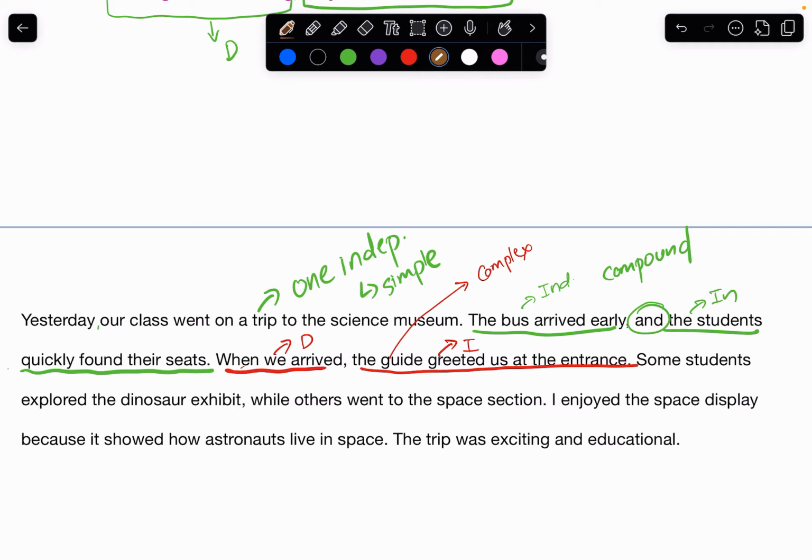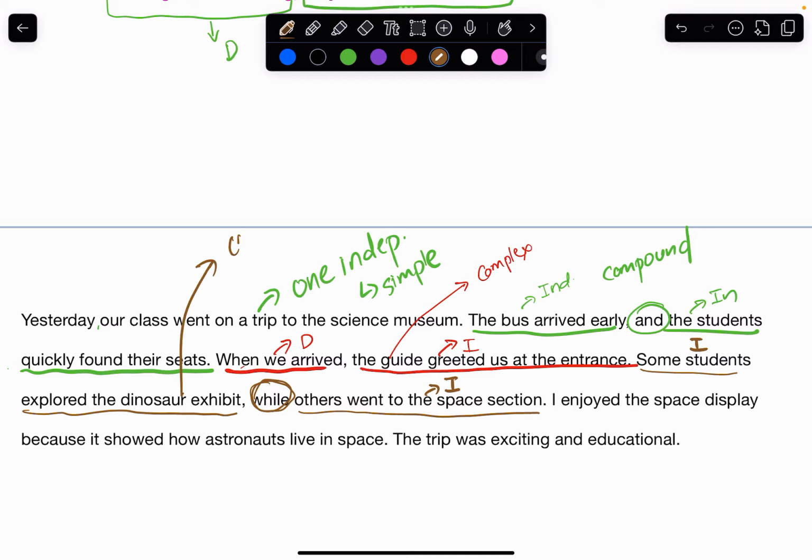Next one, some students explored the dinosaur exhibit while others went to the space section. So this is a bit of a tricky one because this is an independent clause, and here "while" actually acts as a coordinating conjunction. It brings the two sentences together. Others went to the space section is another independent clause. So this actually is a compound sentence.